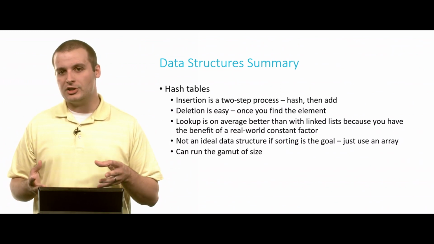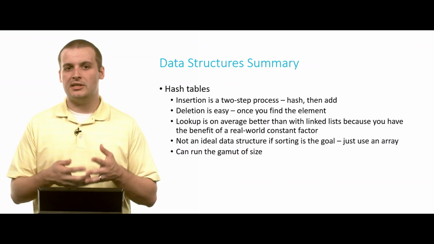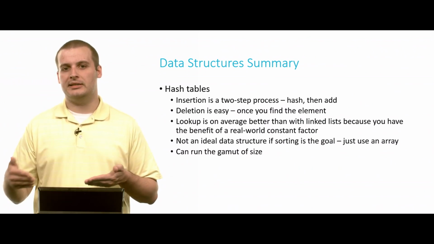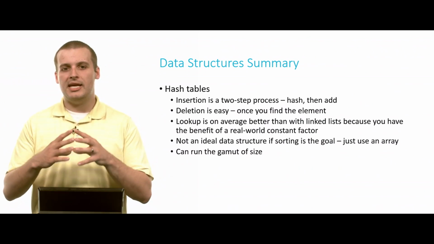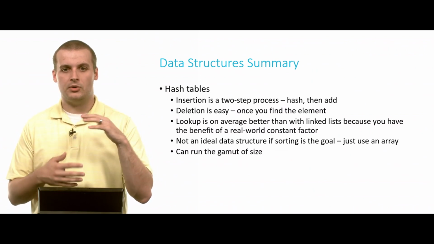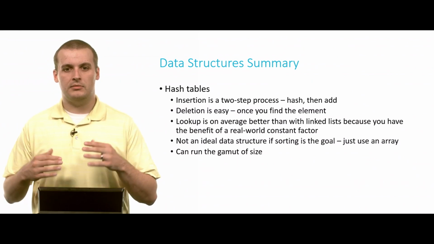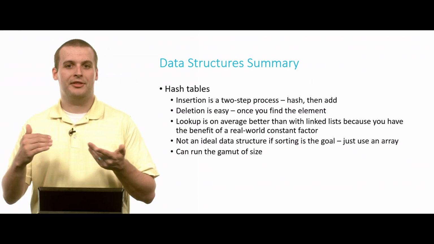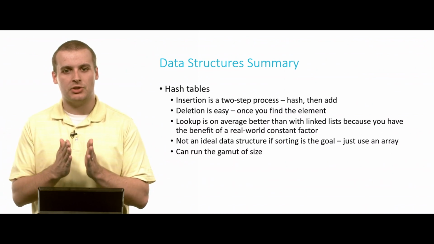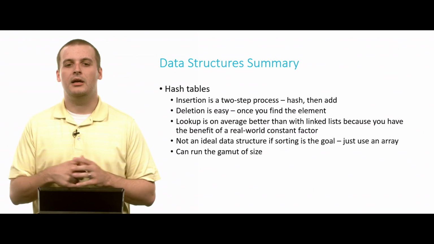Now, lookup is where things get a little more complicated, right? So it's on average better than linked lists. If you're using chaining, you still have a linked list, which means you still have the search detriment of a linked list. But because you're taking your linked list and splitting it over 100 or 1,000 or n elements in your hash table, your linked lists are all 1/n the size, right? They're all substantially smaller. You have n linked lists instead of one linked list of size n.